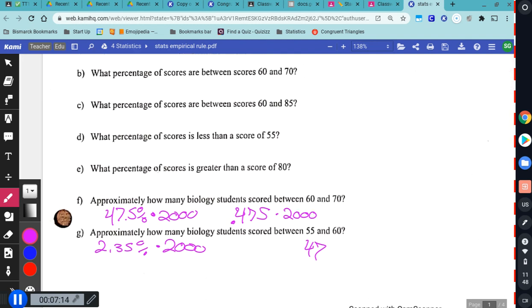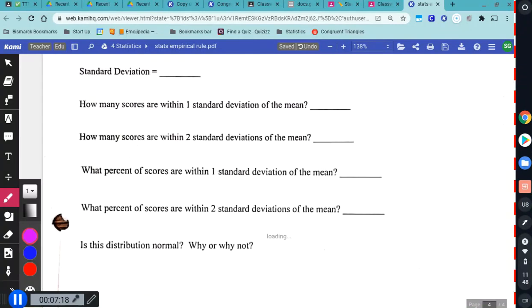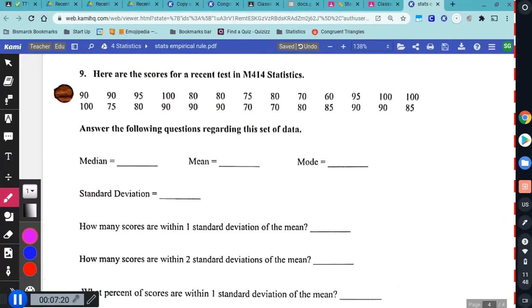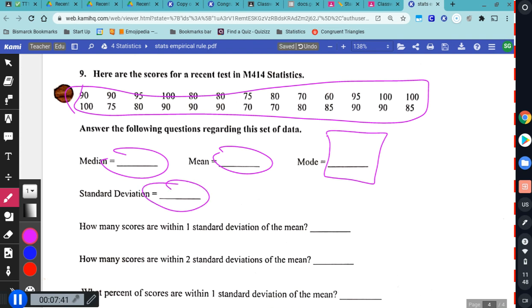Okay, let's scroll to the last page because this one is slightly different. First of all, I want you to use Statplet and type all these numbers in so you'll get your median, your mean, and if you look at the dot plot, you'll easily get your mode because it's the highest of the bars. Not the furthest to the right, but the tallest bar. Okay, and you'll also get your standard deviation. Go ahead and do that now. Pause the video.